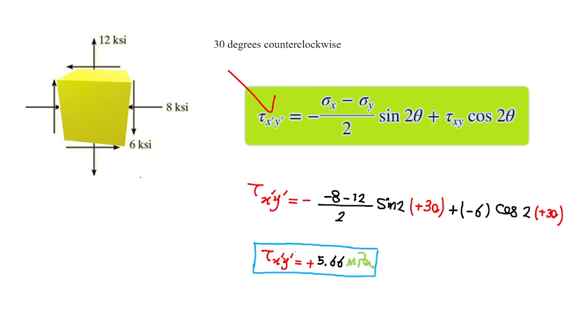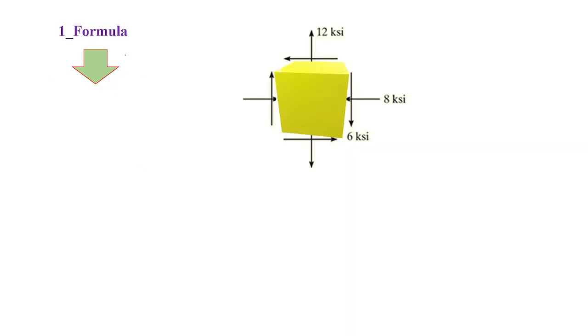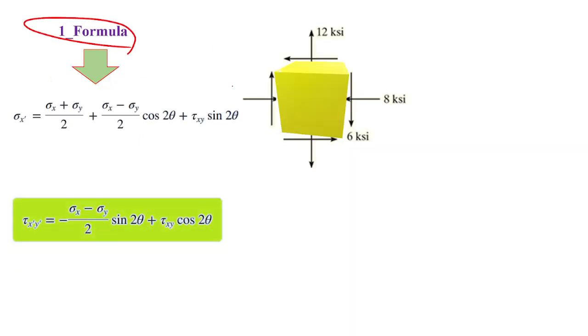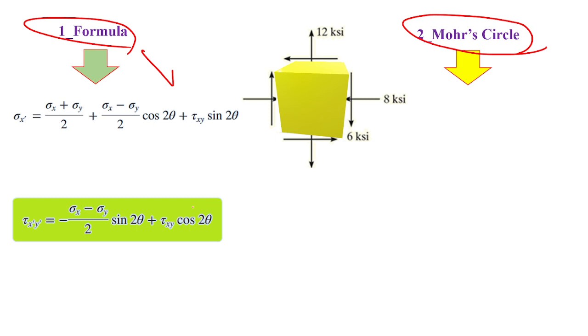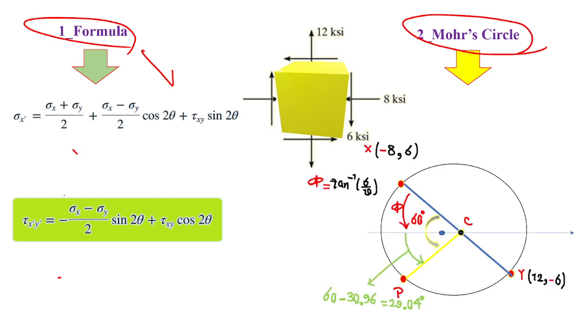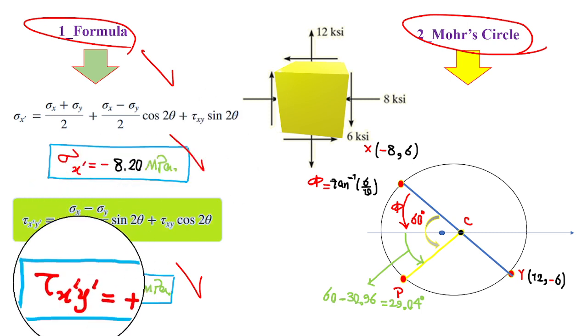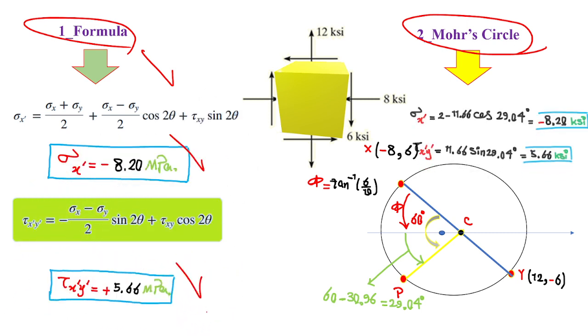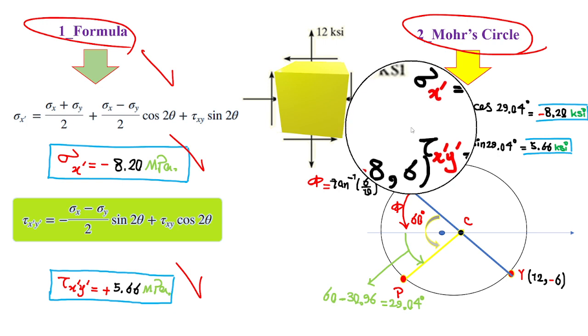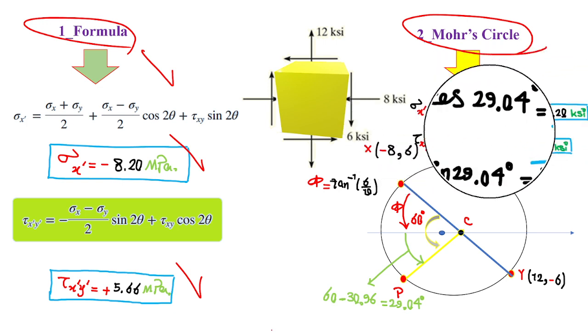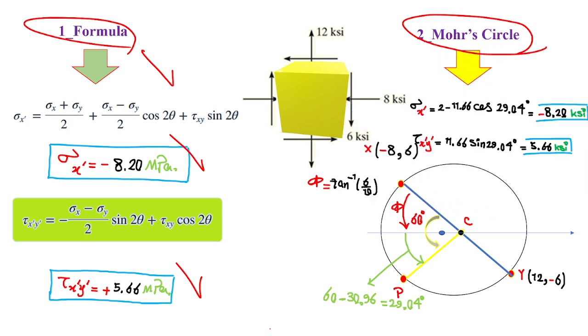And one more, if you want to make a comparison between the formula and the Mohr circle, these are the results of the formula for sigma x prime, tau x prime y prime. Also, this is the result of the circle, sigma x prime and tau x prime y prime.